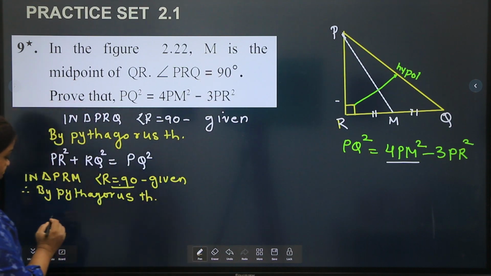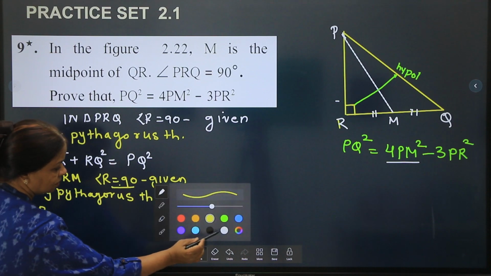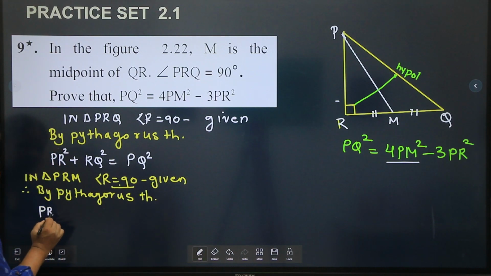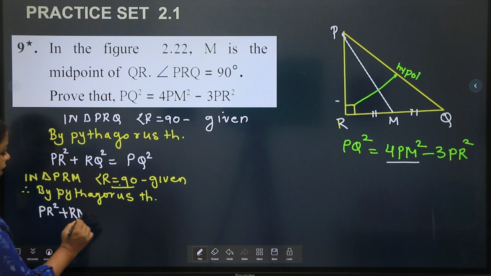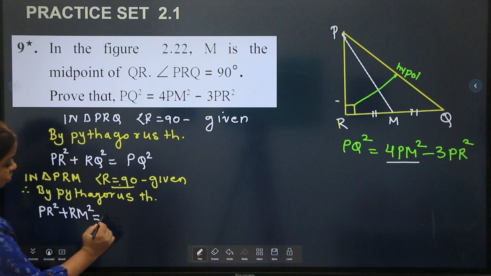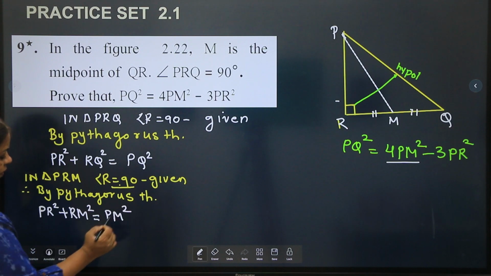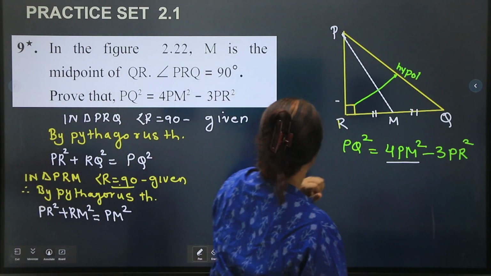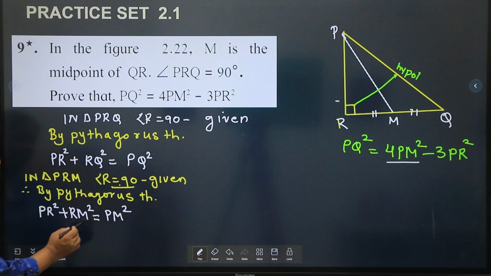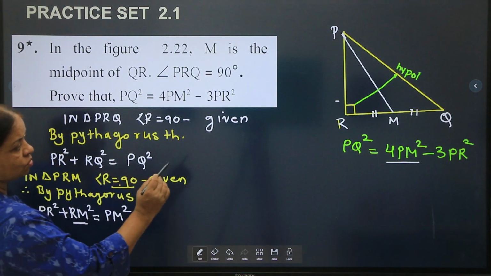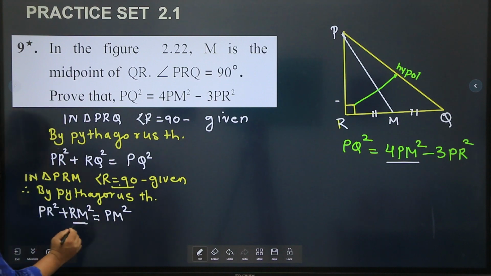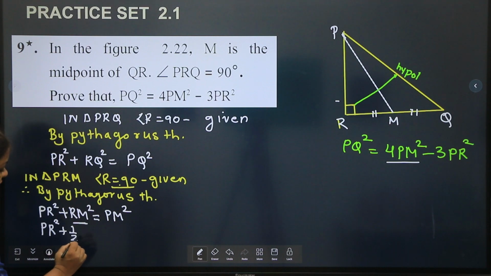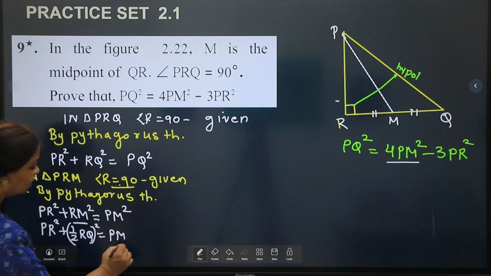PR square plus RM square is equal to PM square. But see, children, RM is equal to half of RQ. So I can write PR square plus half of RQ, the whole square, is equal to PM square.